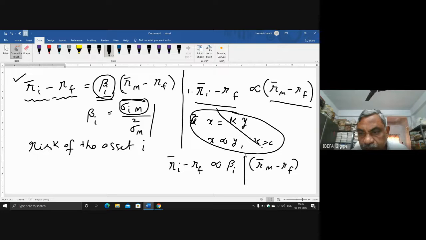This is given, read this as given, okay. It is very simple. First, you treat this as given, establish the proportionality. In the second, you treat this as given and establish proportionality here. But these two versions have two different implications. Okay. So in the first case, you are treating the risk as given. And in the second, you are treating the excess return, market excess return as given. Okay.